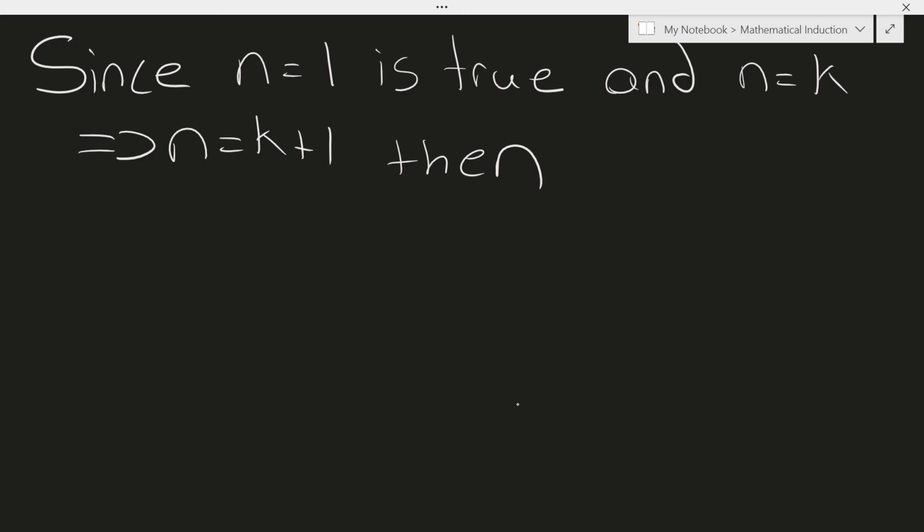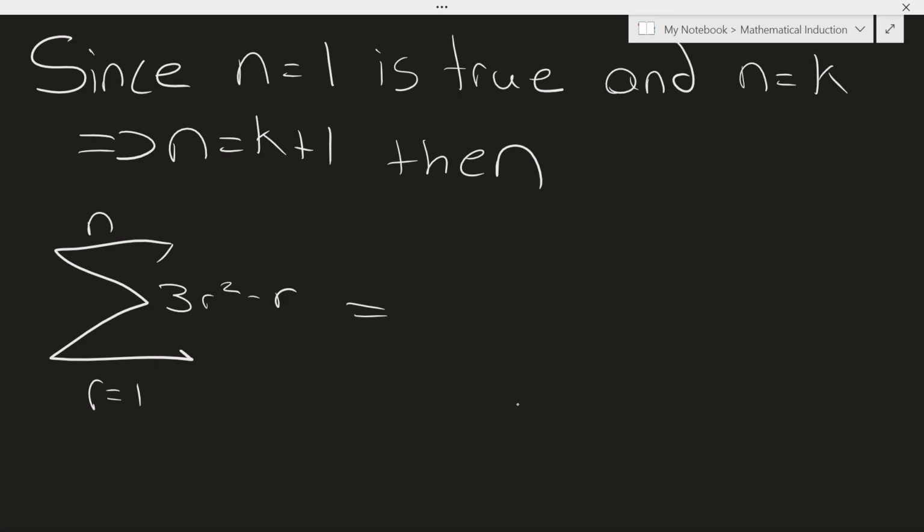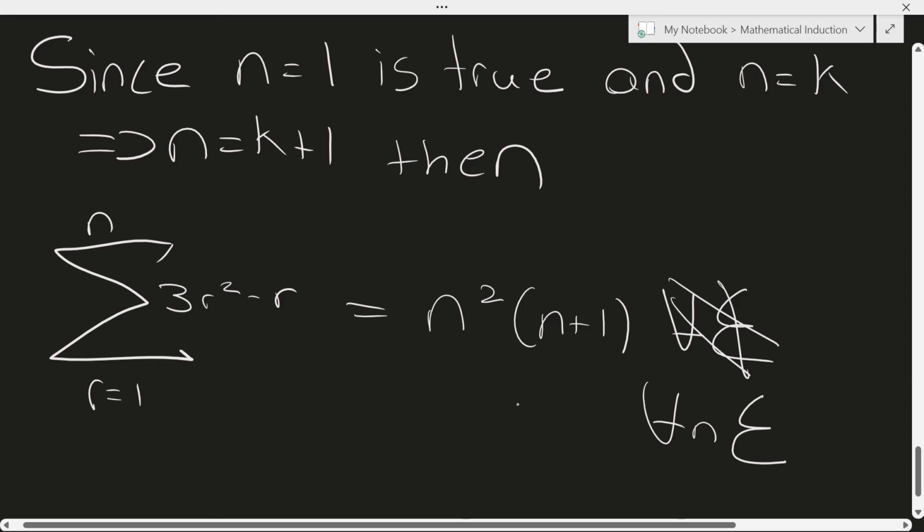So then the summation where r equals 1 to n, you can keep the factored form, so 3r squared minus r is equal to n squared times n plus 1. And I don't know if you'll lose marks if you forget this thing. Sorry, I did it wrong. Right? And that's really it.